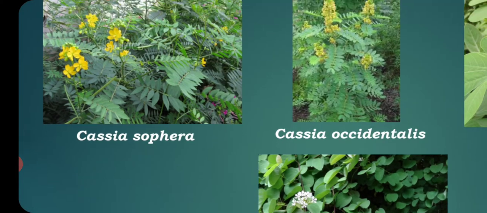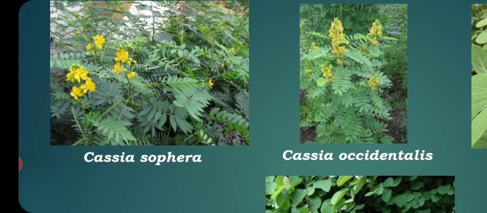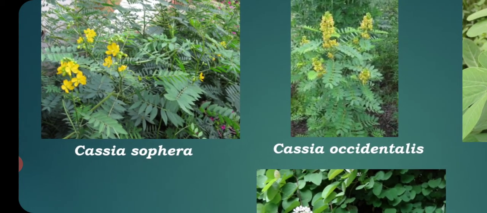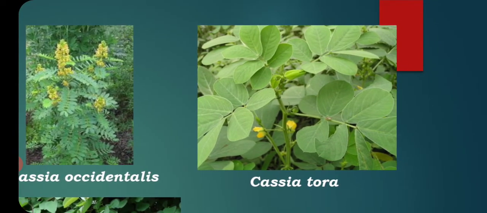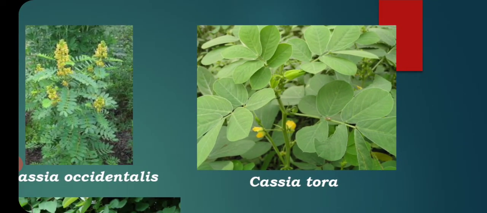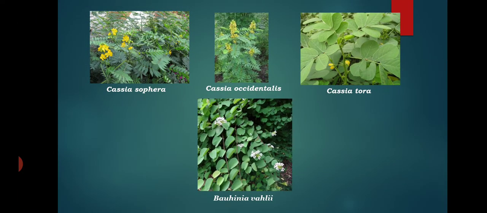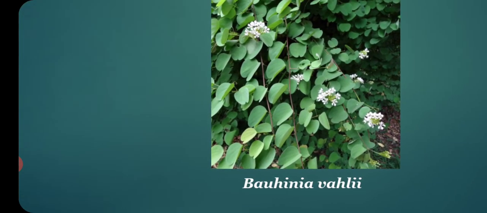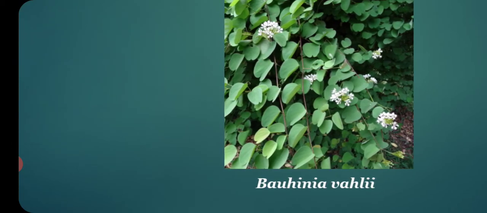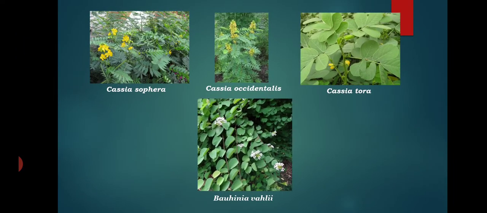Here this Cassia sophira, it is an undershrub. Cassia occidentalis is there. Cassia tora is nothing but tagara in Malayalam. So the leaves of tagara, Cassia tora, can be used as a leafy vegetable. And Bauhinia vahlii, here we can see this, it's a woody climber. See, the leaf is like that of the Bauhinia. Okay.